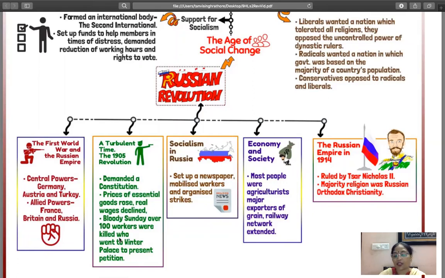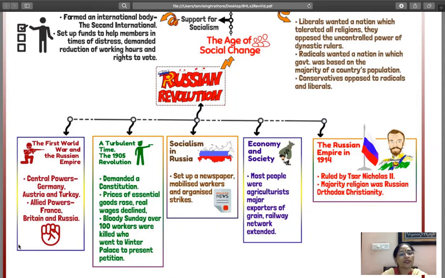So this was when they had gone with a petition. They would not protest. They were not violent. They wanted to talk to the Tsar. They wanted peace. They wanted better wages, less working hours, and good living conditions. But then the Tsar's response was brutal, a brutal repression. So many workers were killed. As it was a Sunday, in Russian history it is known as Bloody Sunday.